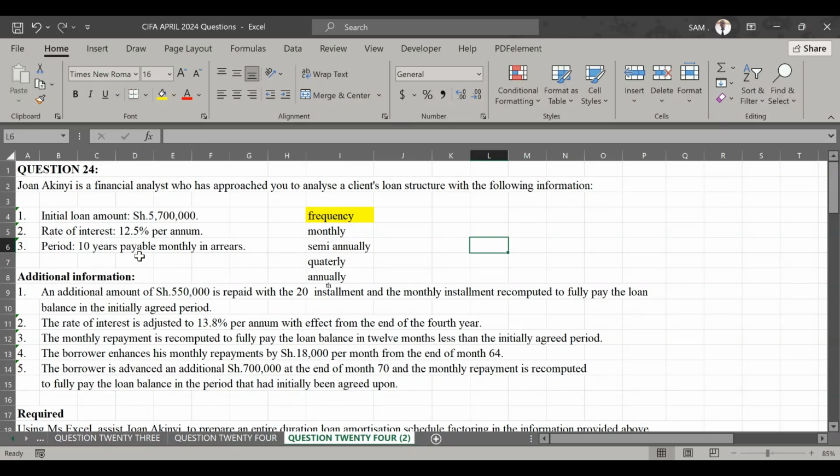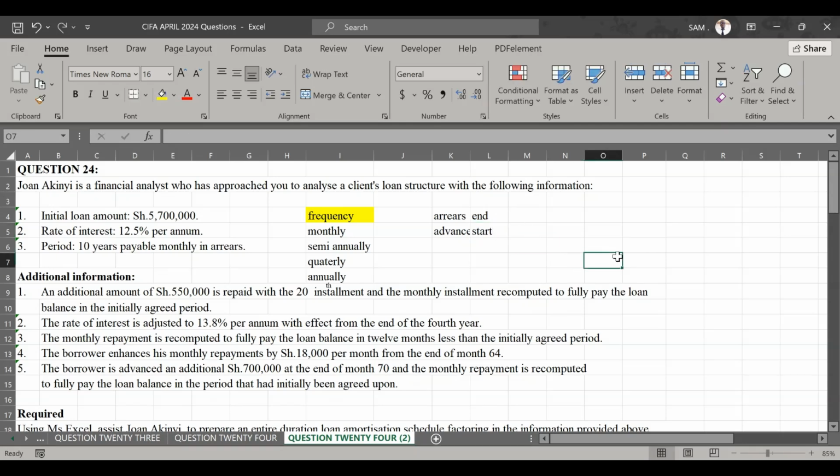Then we've also read it is monthly in arrears. When you talk of arrears, when you pay something in arrears, you pay at the end of that period, depending on the period that the examiner is telling you. So in this case, it is monthly, meaning we pay at the end of every month, right? Now, if they say, for example, you remit the payment in advance, then you pay at the start of the period.